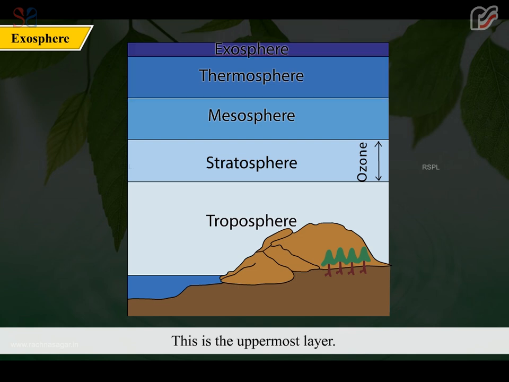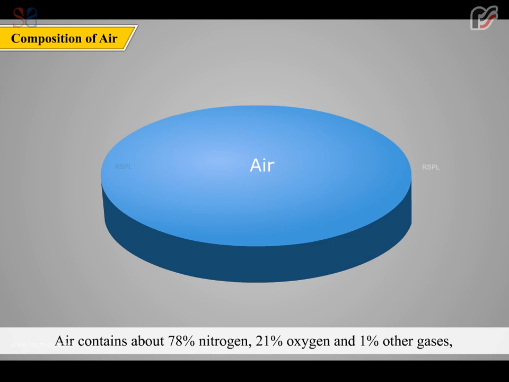Exosphere. This is the uppermost layer. There is no air in this layer. Also, Earth's gravity is very weak here.